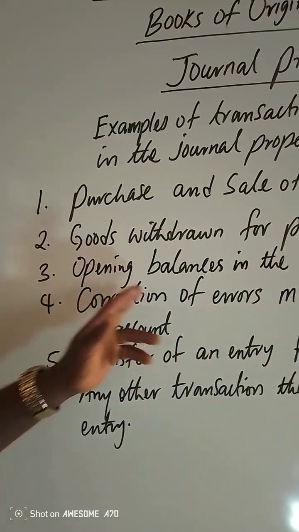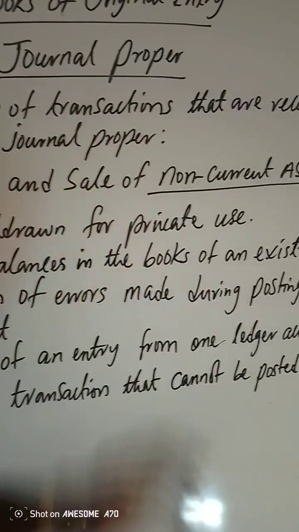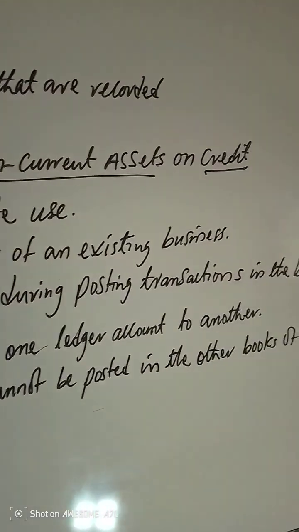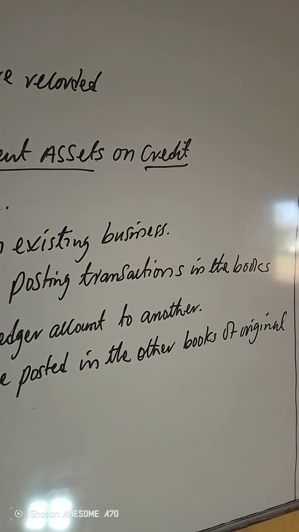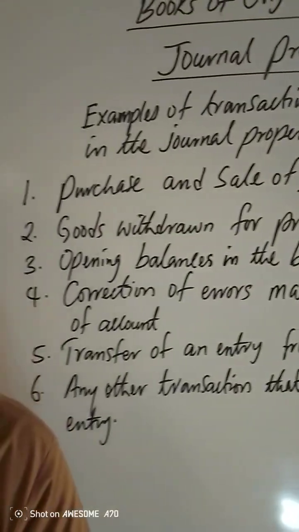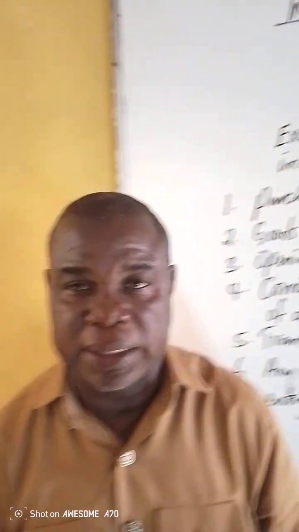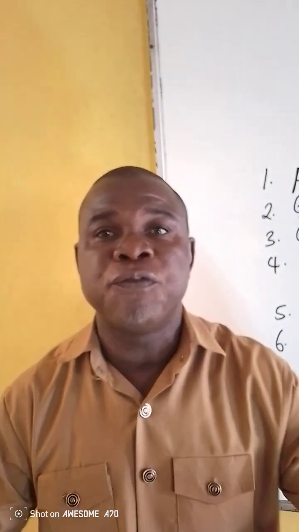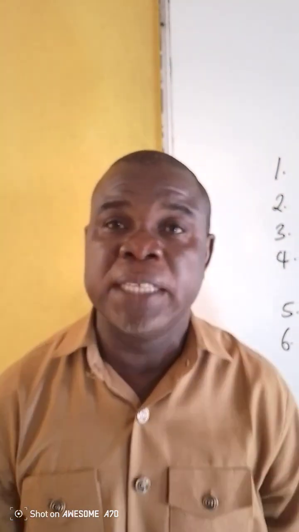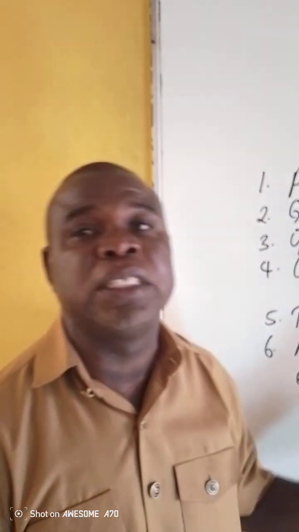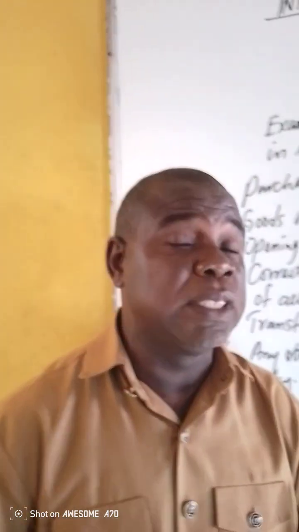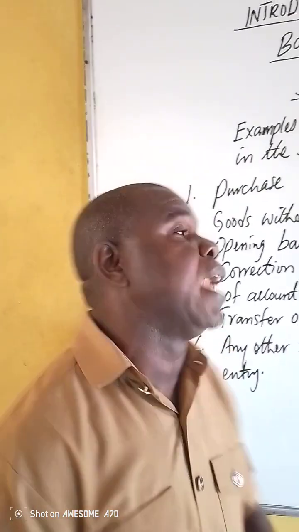The next is opening balances in the books of an existing business. You know, an existing business, because of going concern, has opening balances, like opening balance of cash, opening balance of bank, opening balance of stock, assets, and others. So such opening balances are recorded in the journal proper. I am going to do justice to all the examples. We are going to treat them one after another, and you will see how they are recorded via the journal proper.